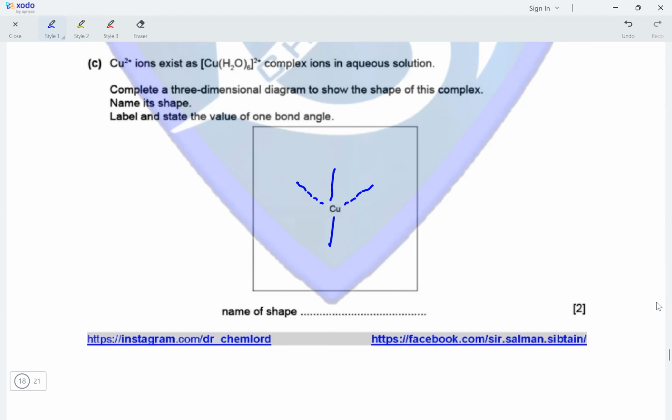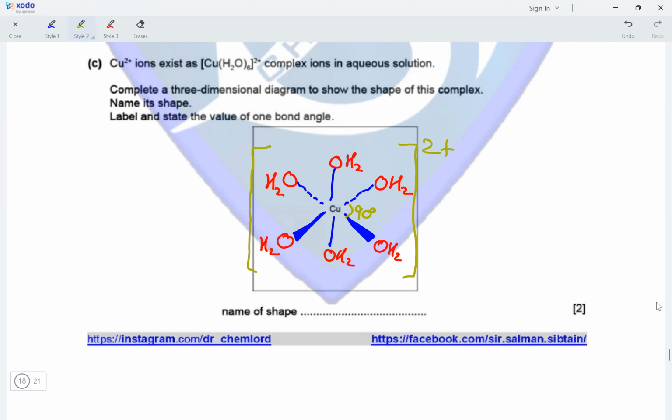These would be the positions of binding of the six water molecule ligands, and the bond angle between each of these bonds would be 90 degrees. So water would be placed on each position with the oxygen atom forming the dative covalent bond with the central copper ion. So we have completed the formation of the ion, and next we would put the ion in a square bracket because it has a net charge of +2.